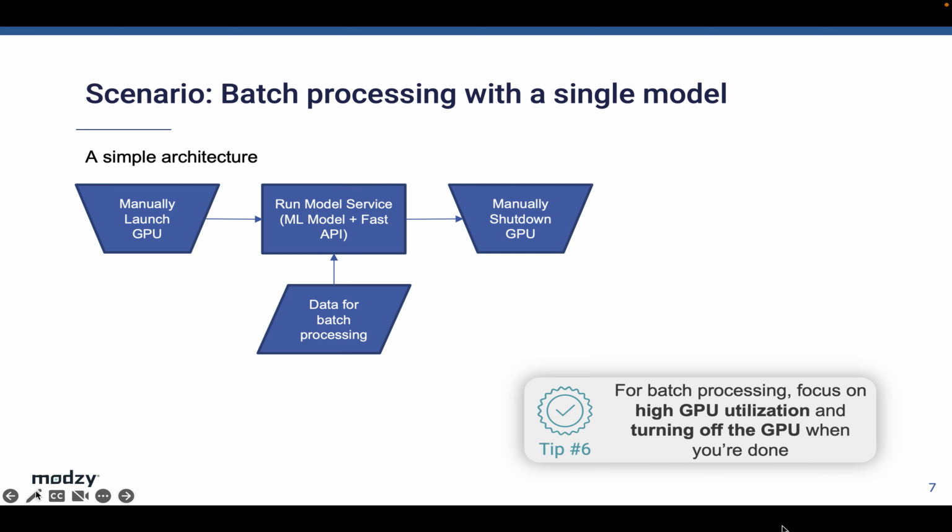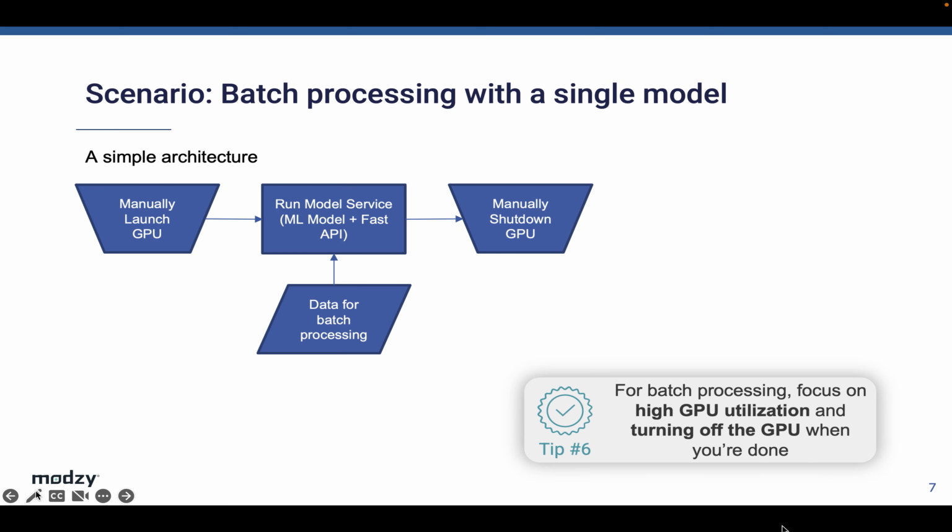One of the simplest ways to do that would be to take your model and wrap it with FastAPI, which is essentially an API service that will turn your machine learning model into its own service, and does so relatively quickly, hence the name FastAPI. So with FastAPI plus some Python code and an AWS account, you can actually create the service pretty simply. At that point, process your data for batch processing through that model service, and then as soon as you're done, manually shut the GPU down.